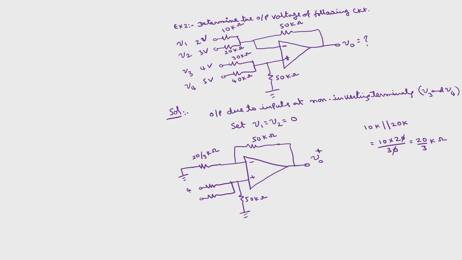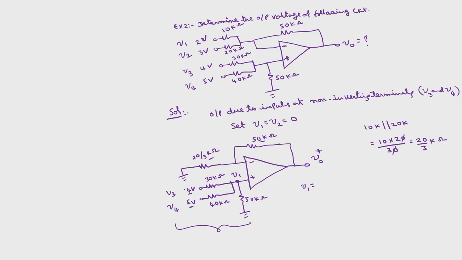Now this is 4 volts, this is 5 volts, plus V3, V4, and this is 30 kilo ohms, this is 40 kilo ohms. If I call this voltage V1, and if I know V1, then the remaining circuit, if I forget about this part, is a non-inverting amplifier with the gain of 1 plus feedback resistance by input resistance. But what is V1? V1 is actually due to two voltages, one due to 4 volts, another due to 5 volts.